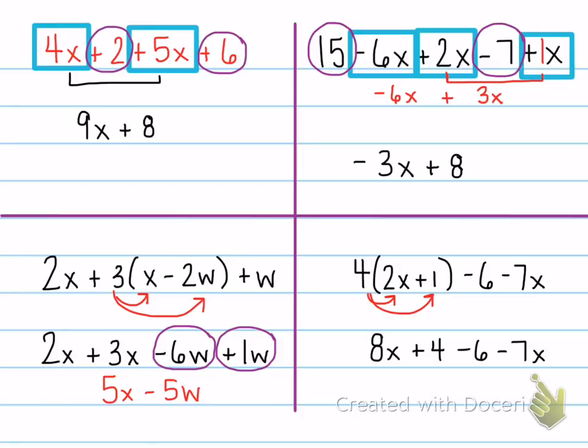I look for like terms first. I see a positive 8x and a negative 7x. Positive 8 and negative 7 is 1x, which I'm going to write as just x because we don't have to write the 1 in front of the expression. And then I have positive 4 and negative 6. Positive 4 and negative 6 is negative 2. So my final answer is x minus 2.